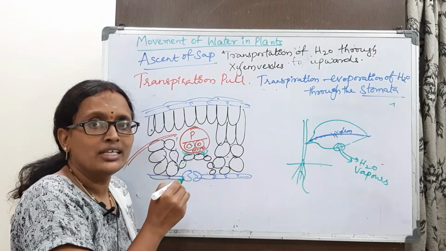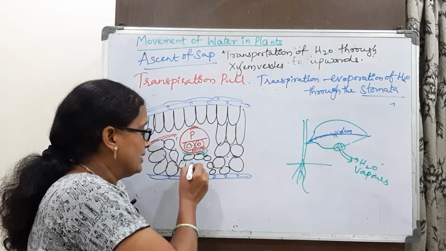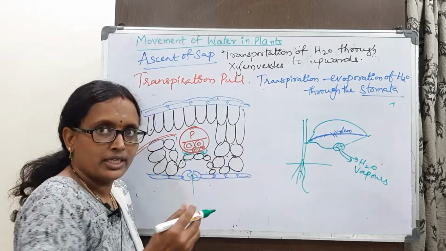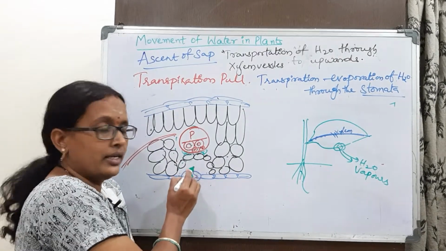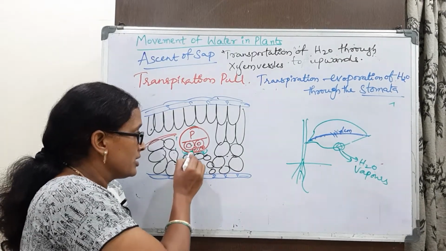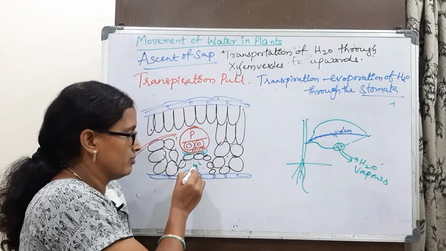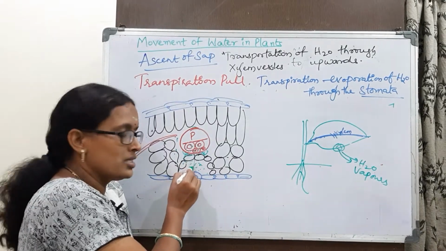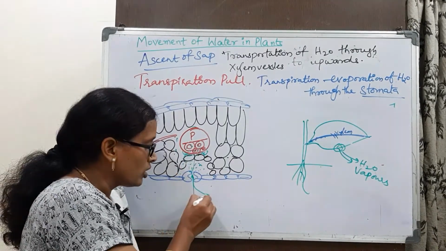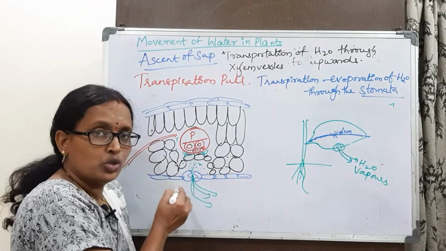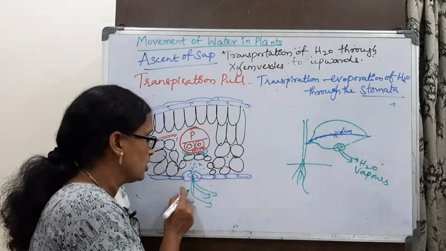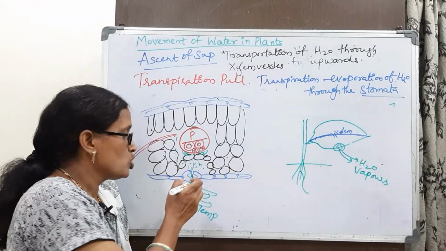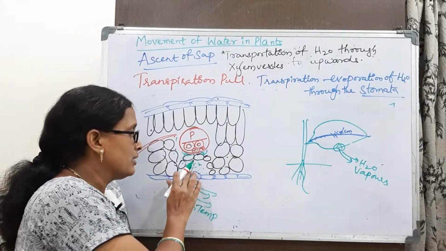They have a very thin wall, and when the temperature is high, this water will evaporate. The water comes outside due to high temperature. Whatever water is there comes outside and is evaporated due to high temperature, going out through the stomata.